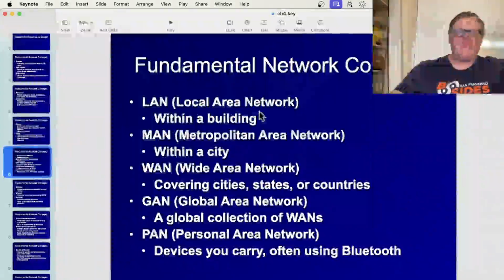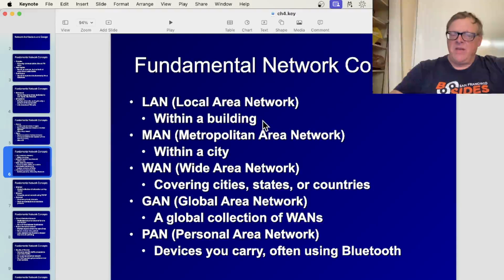accuracy. Local area networks are within a building, metropolitan within a city, wide area network, anything really big, typically cities, states, or countries. Global area network, another term, and personal area network, a more modern term for the devices you carry on your body. Things like your earpiece and your phone and my Apple Watch and really my laptop, they're all connected by Bluetooth. So I can do things like log into my laptop by having my phone nearby, which is logged in, things like that. That's a personal area network.